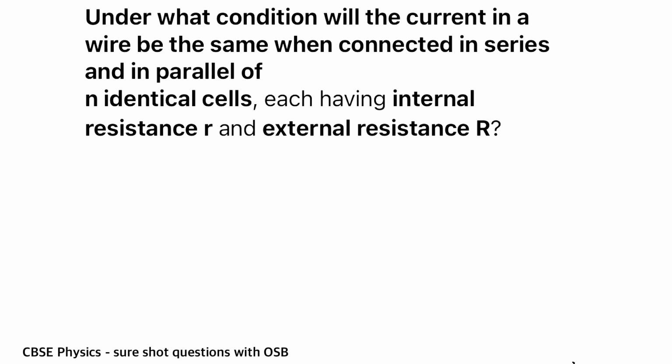Current is developed in the wire. Second, N identical cells connected in parallel, further connected to a wire. Current is developed there also. Under what condition will the current in series combination equal the current in the parallel combination? We have to identify the condition.